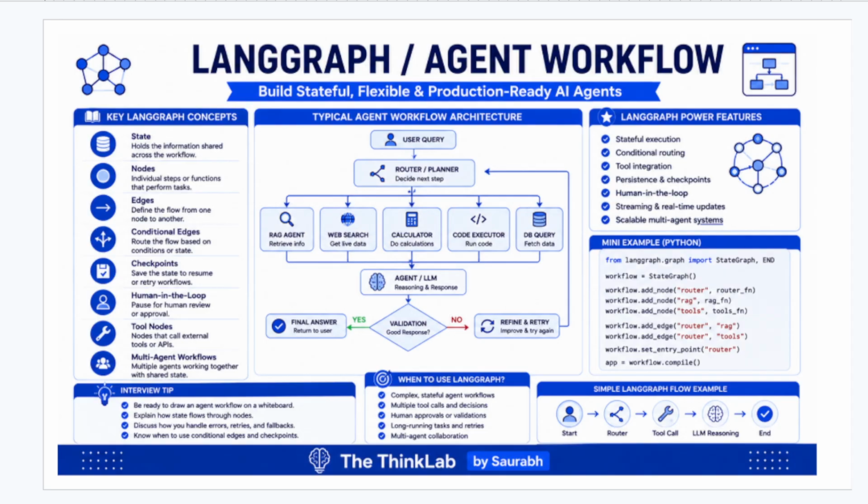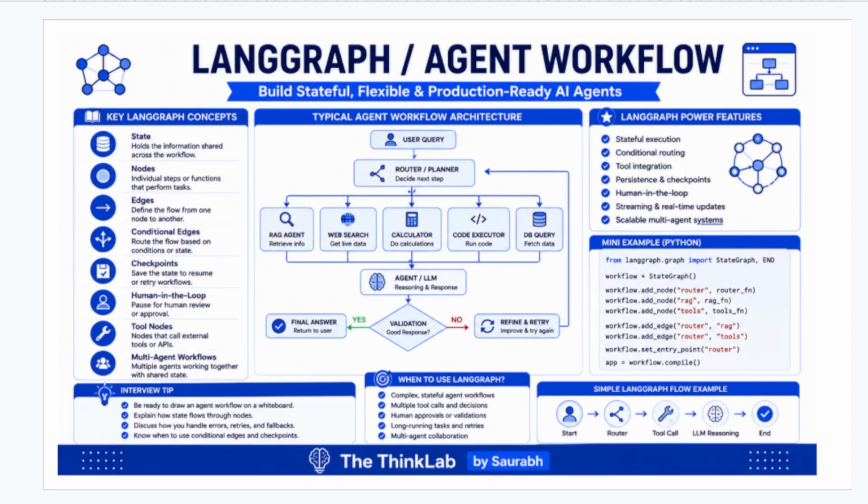The second concept is the nodes. A node represents a step or function that performs some action. For example, a route node, a tool node, a validate node. The third concept is the edge. An edge defines how the workflow moves from one node to another. Then we have the conditional edge. A conditional edge allows the workflow to choose a different path depending on the current state or result. For example, if the user asks a knowledge question, go to RAG. If the user asks for a calculation, go to the calculator. If the user requests web information, go to the web search. This is called conditional routing.